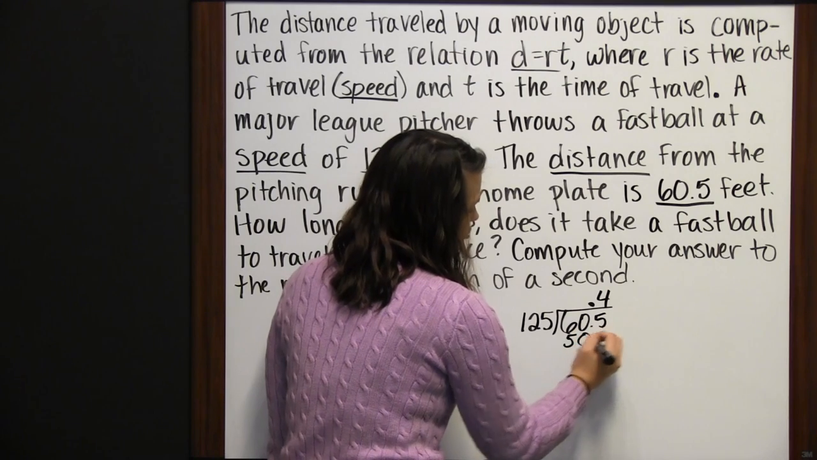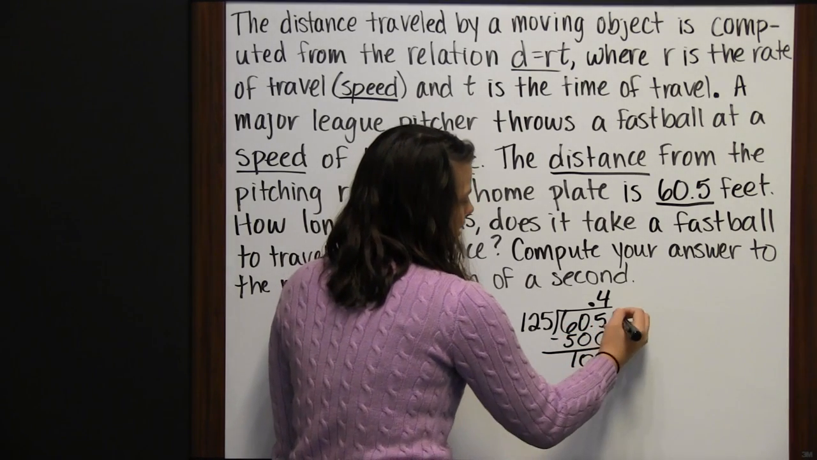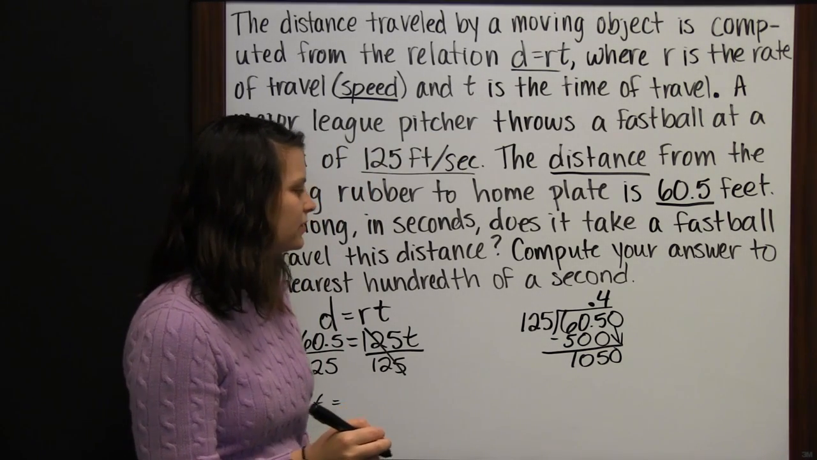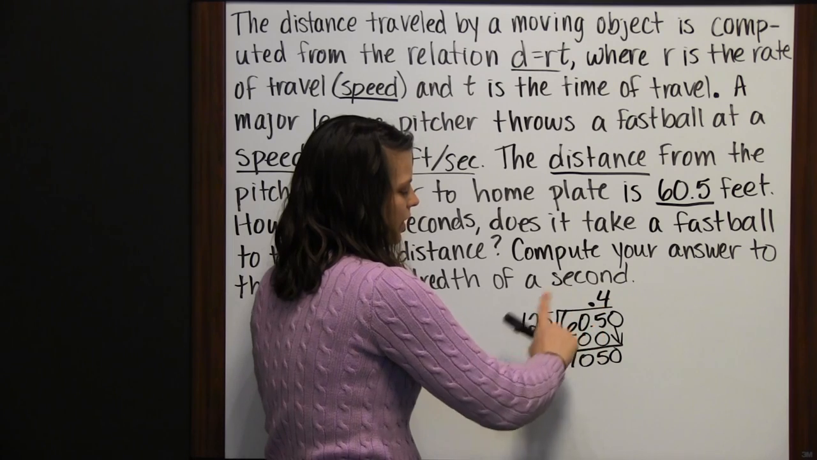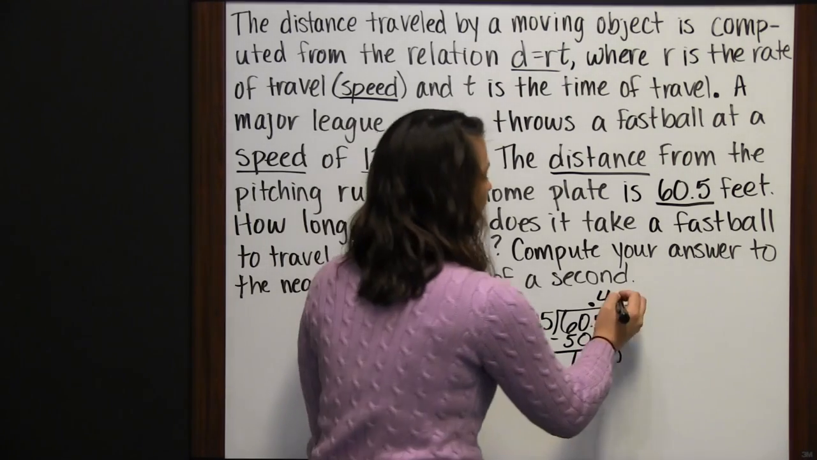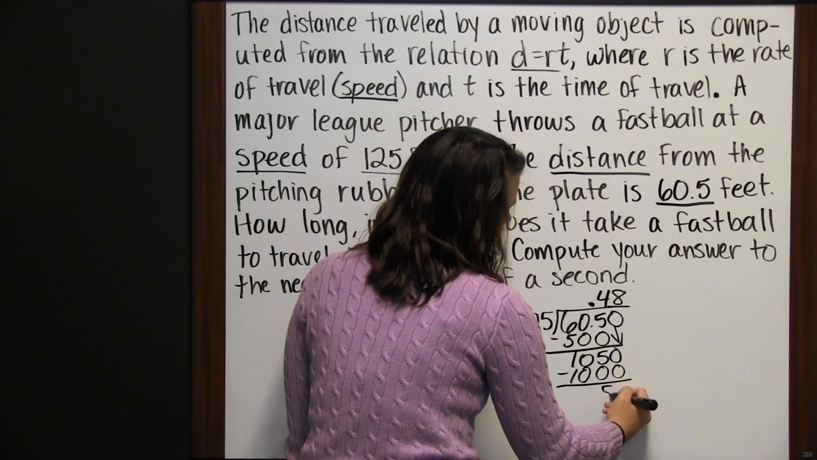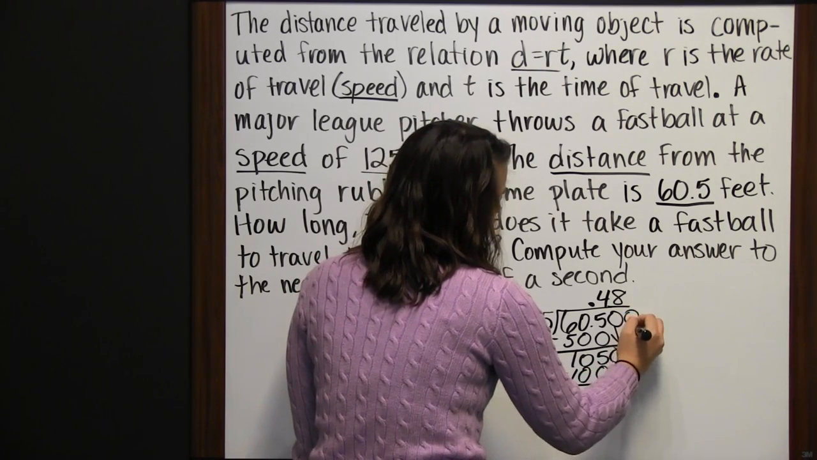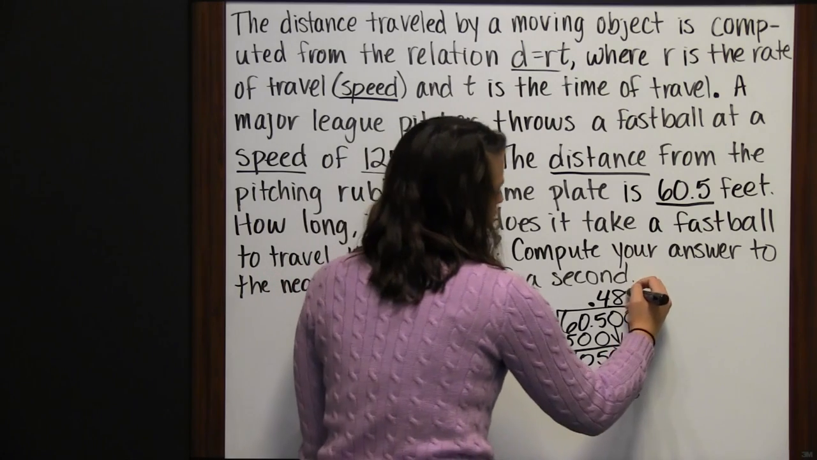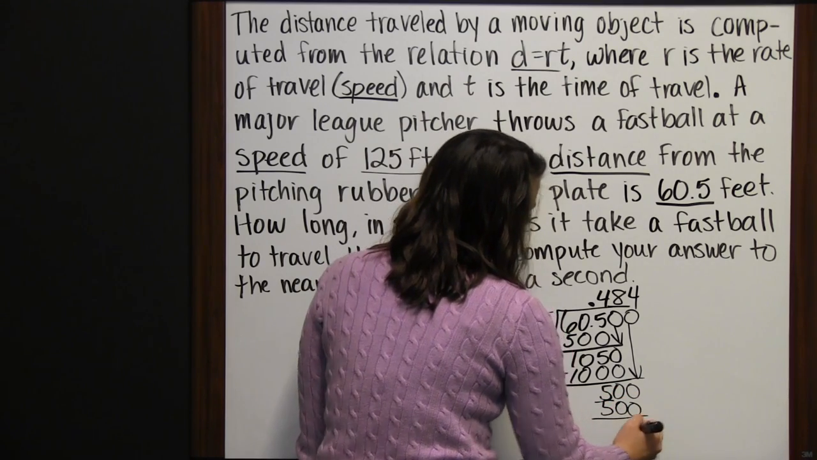And that is 500. We subtract and we get 105. Add another 0, bring it down. We wanna see how many times 125 goes into 1,050. Well, if you'll remember that 125 times 4 was 500, then it would go twice as many times as that, so 8 times. And that would give us 1,000. We subtract that and we get 50. Add another 0, bring it down. And 125 goes into 500 4 times. 125 times 4 is 500. Subtract and you get 0.